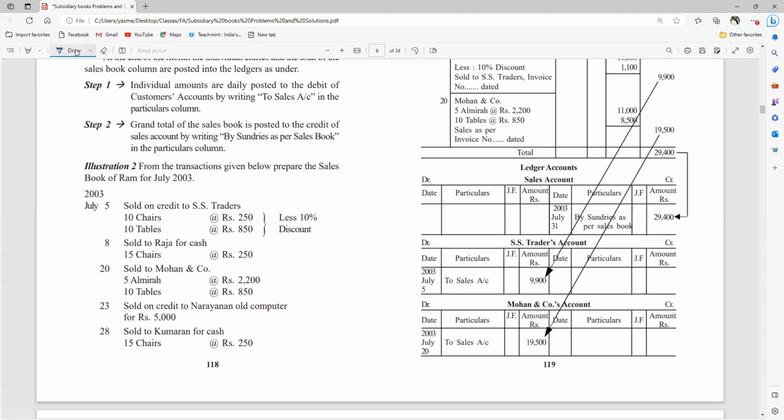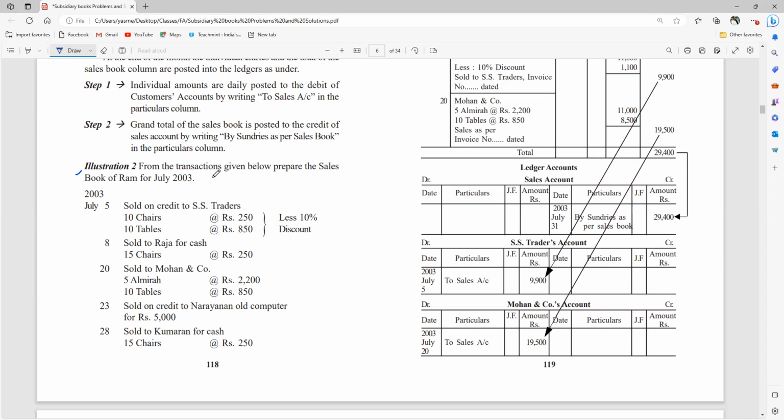If you have understood the preparation of the purchase book, this is similar to the purchase book only; we will be preparing the sales book as well as purchase return and sales return. So let's begin with the problem. From the transactions given below, prepare the sales book of RAM for July 2003.